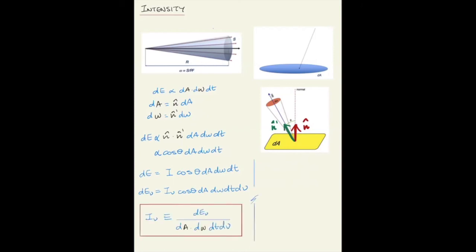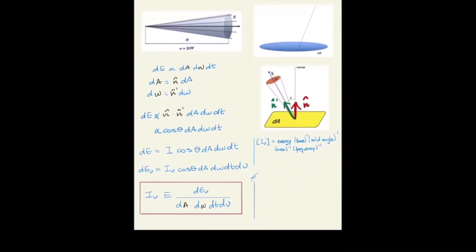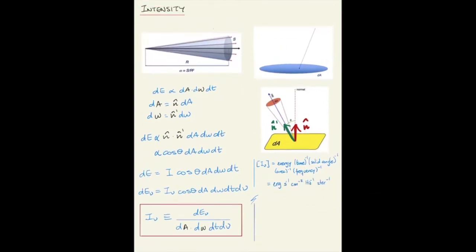So the dimension of intensity is energy per time, per area, per solid angle, per frequency. In CGS unit, that means erg per second per square centimeter, per hertz, per sterradian. The sterradian is the unit of solid angle.